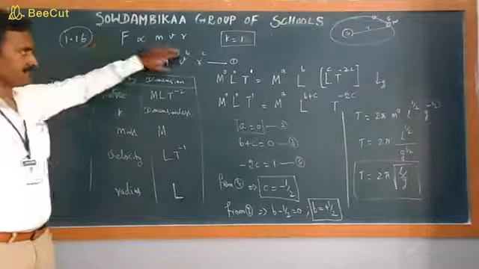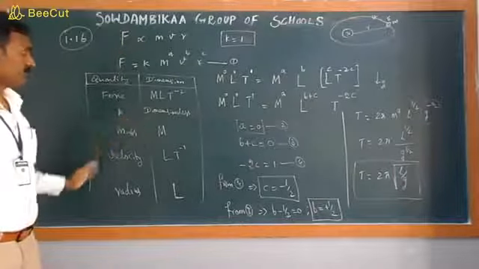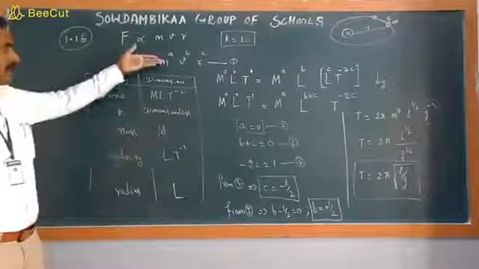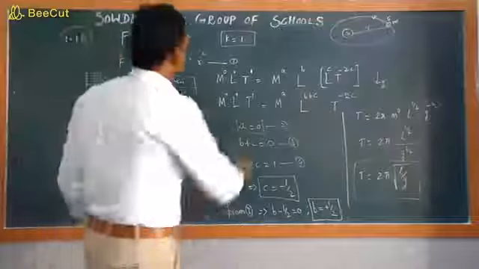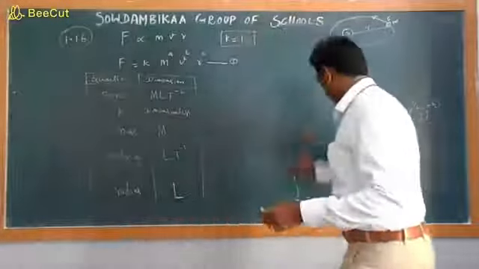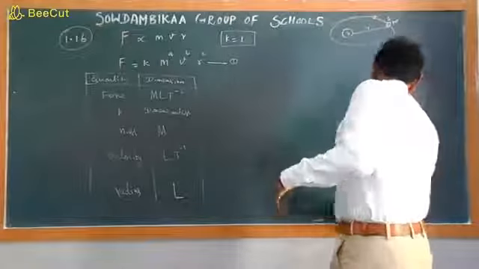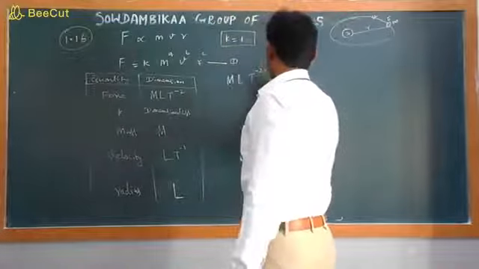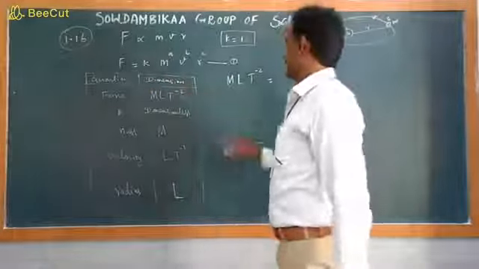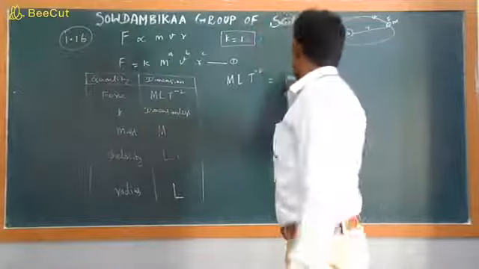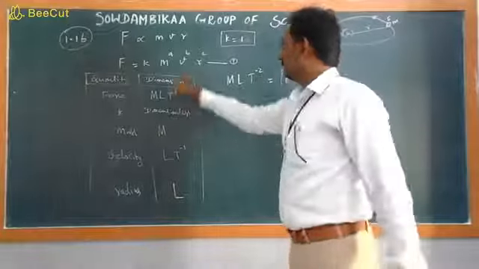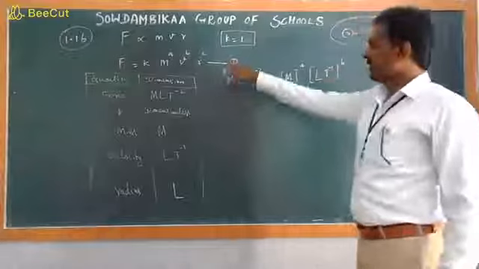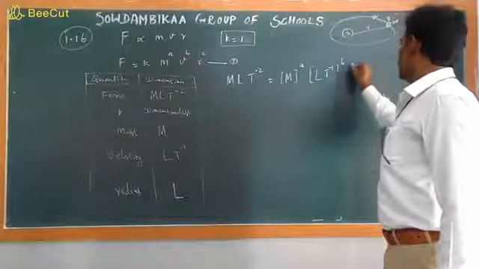First, the general form is written as equation number 1. Then I write the corresponding dimensional formulas for the physical quantities, and substitute them in this equation. So what will it become? First of all, force is replaced by M L T power minus 2, equal to k, which is dimensionless and need not be written. Then m is mass, so M power a. Then v power b, v is velocity, so L T inverse power b. Then r power c, r is the radius, so its dimensional formula is L power c.